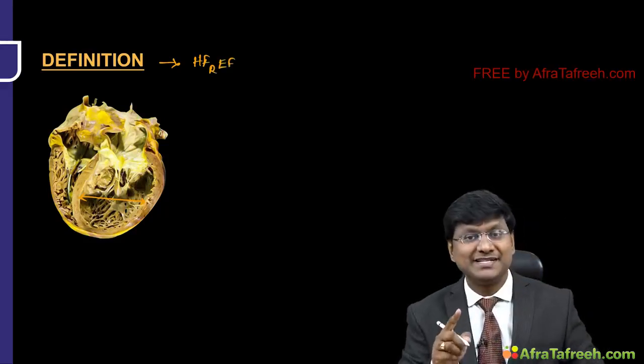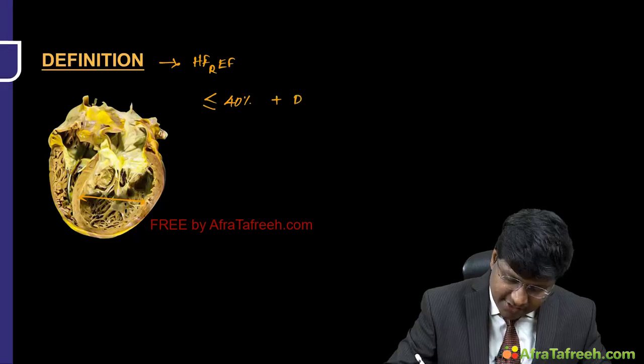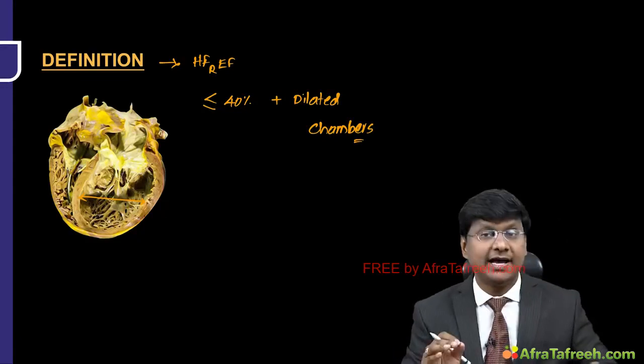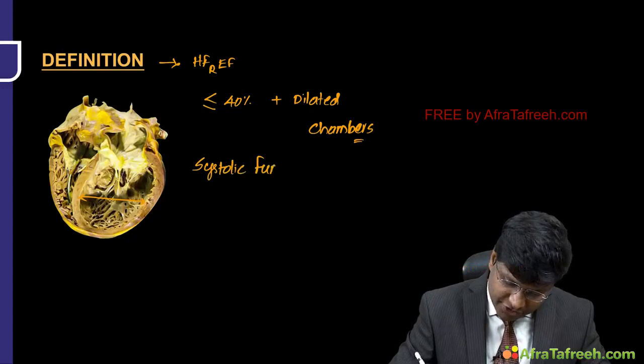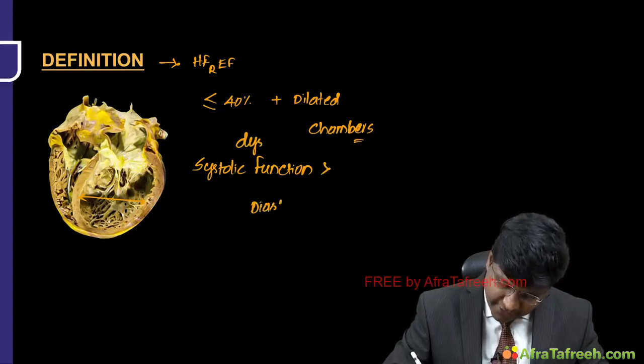In these individuals, the ejection fraction will be less than or equal to 40%, and along with that, all the chambers within the heart are dilated, right? And it is the disorder where you have predominantly systolic dysfunction, which is much more prominent than the diastolic dysfunction.